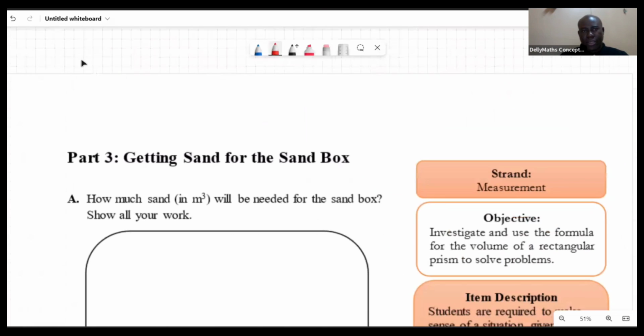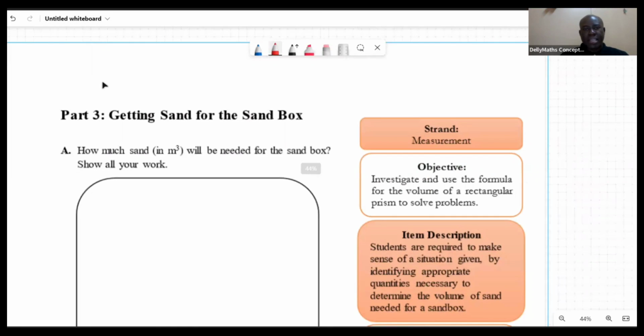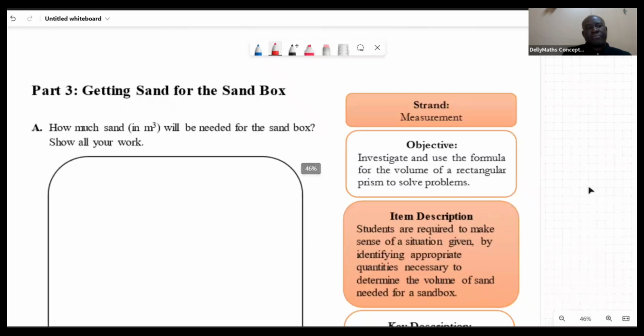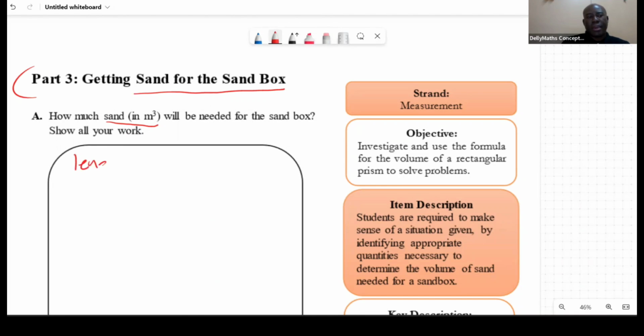All right, let's look at part 3. Now the question says, getting sand for the box, and that's where we're at. How much sand in meter cube will be needed for the sandbox? Show all working. Now remember the dimensions. The length of the box is 8. The width of this box is 6, but the height of the sand in the box. Now, the height of the box is different from the height of the sand in the box.